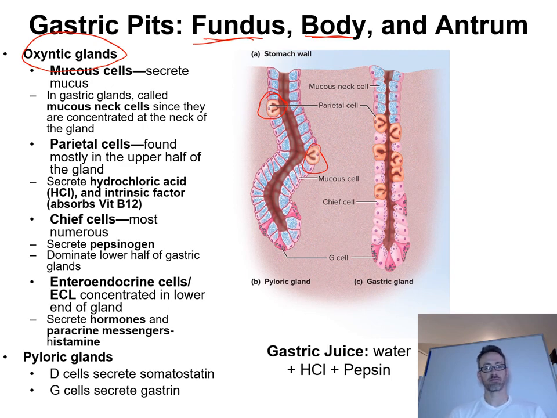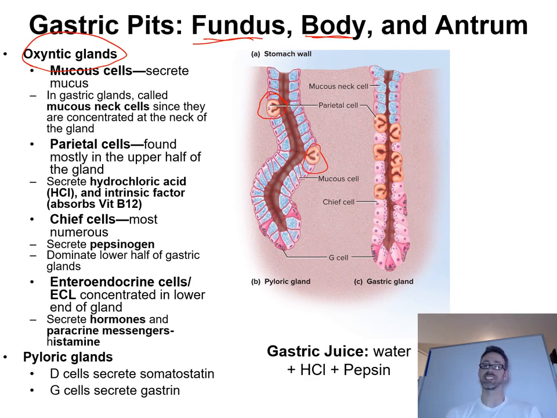The chief cells secrete pepsinogen, which gets converted into pepsin, which is active at the very low pH of the stomach, which can again be as low as around 3 or so, or sometimes even lower. This low pH favors the activity of pepsin, and it starts to cleave and digest proteins.